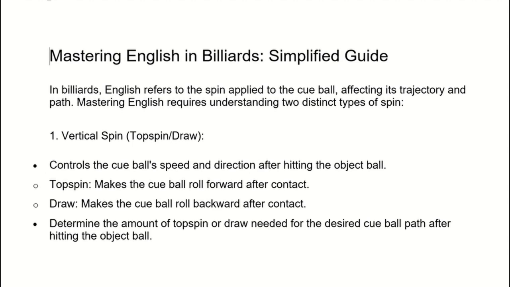Top spin makes the cue ball roll forward after contact. Draw makes the cue ball roll backward after contact. Determine the amount of topspin or draw needed for the desired cue ball path after hitting the object ball.